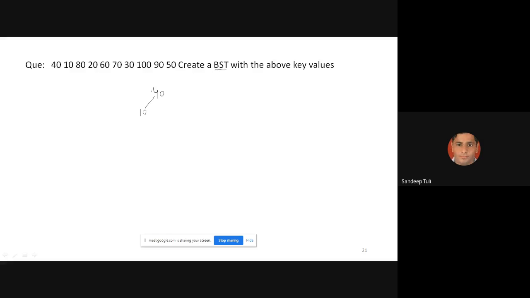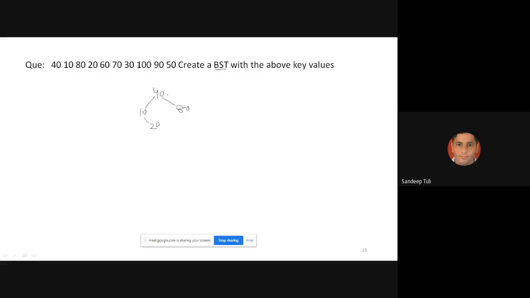Look, always you need to start insertion from the root node. Always keep this point in mind. So at 40, will 80 be greater than 40 or less than 40? Greater than 40, so it moves to the right-hand side of 40. Now 20. We need to start from the root node. 20 is lesser than 40, so I need to move in the left direction. At 10, 20 is greater than 10, so it will go to the right of 10.